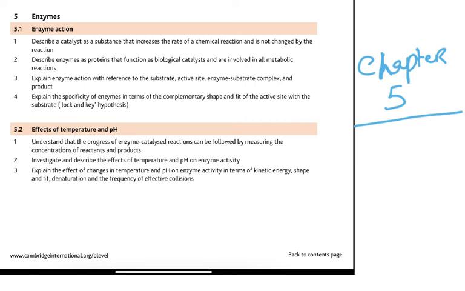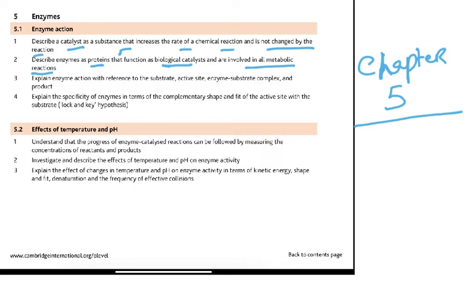The normal routine is that we first look up the syllabus for chapter 5, which is enzymes, enzyme action 5.1. Describe a catalyst as a substance that increases the rate of chemical reaction and is not changed by the reaction. So it keeps on being used again and again. The enzyme is not changed. Then describe enzymes as proteins that function as biological catalysts and are involved in all metabolic reactions which occur in living organisms, whether it's plants or animals.